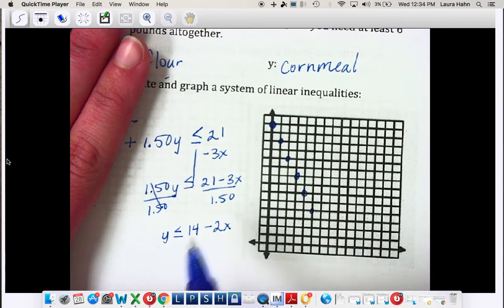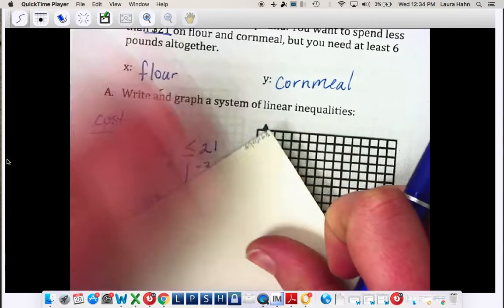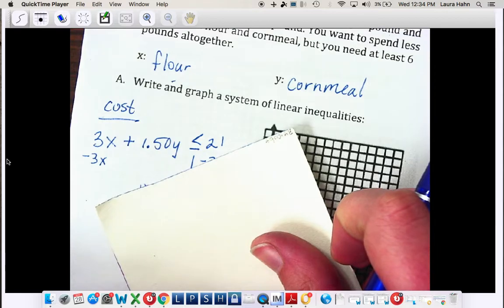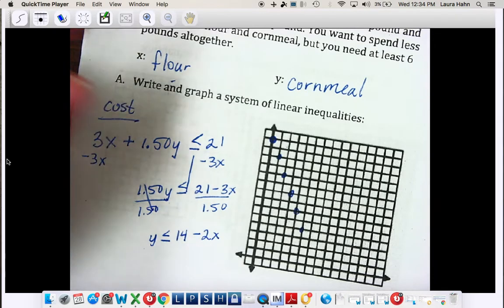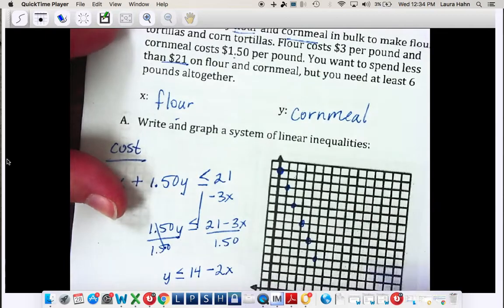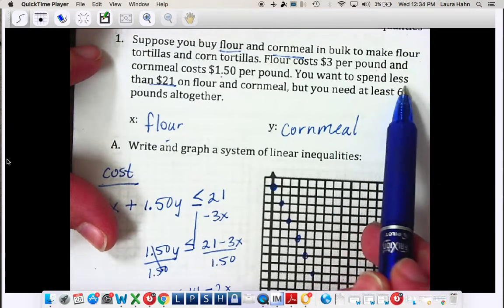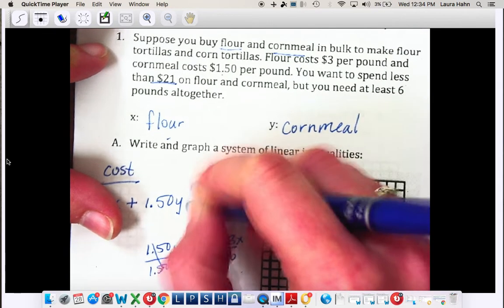All right, and I know my symbol has the or equal to underneath, so I need to connect these with a solid line. Oh, no, I don't. Yeah, solid line. Sorry. Oh, I'm sorry, I'm messing up, guys. It says spend less than $21, so I do not want the or equal sign. That's my fault.